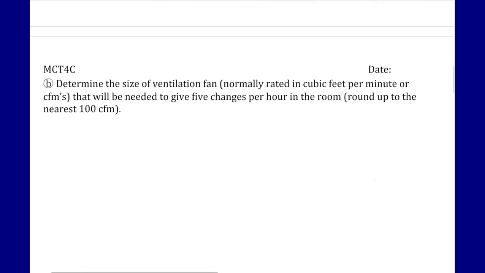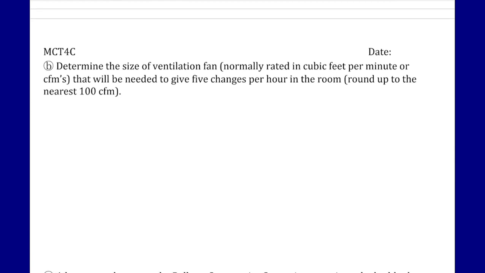So some things that you might have to do now. Determine the size of a ventilation fan, normally rated in cubic feet per minute, or CFMs, that will be needed to give 5 changes per hour in the room. Basically we have a ventilation fan and we want to be able to replace all the air in the room 5 times every hour. We want to figure out what size of ventilation fan we would need in terms of CFMs.